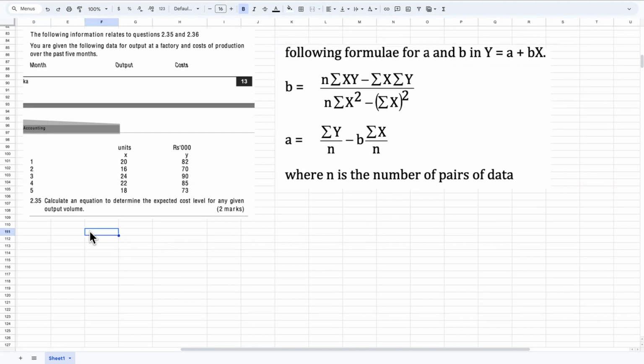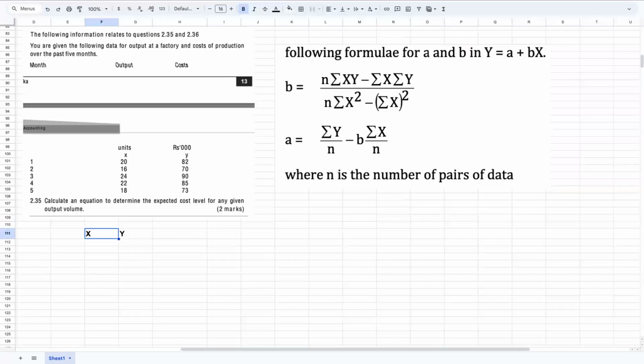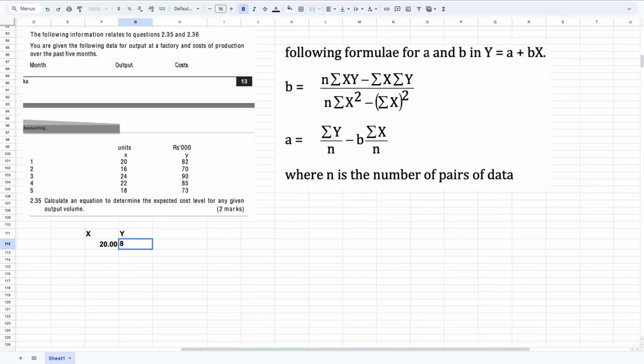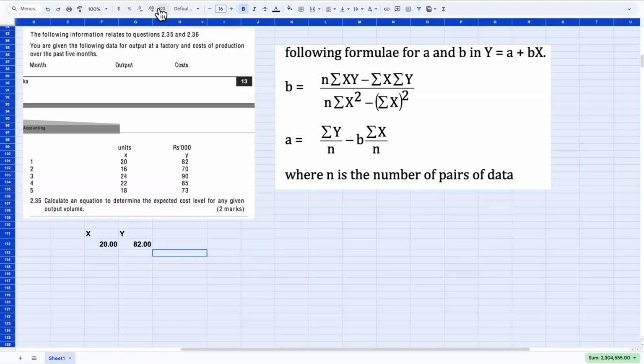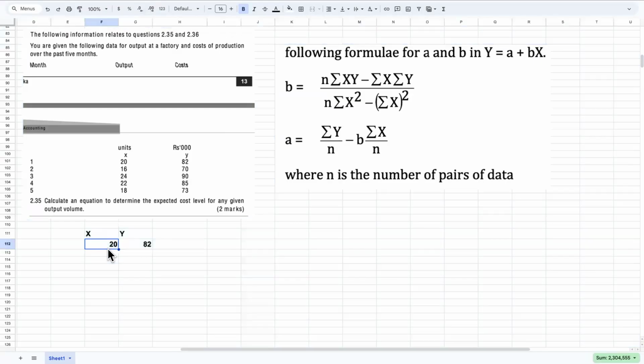So first we have to determine the x, y that is given, right? So x is 20, then y is 82. I'll keep it as it is in the rupees 1000 terms, right? So 20, 82.